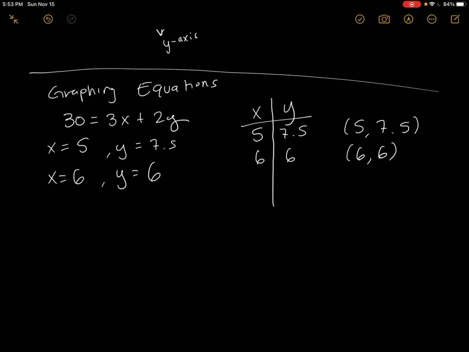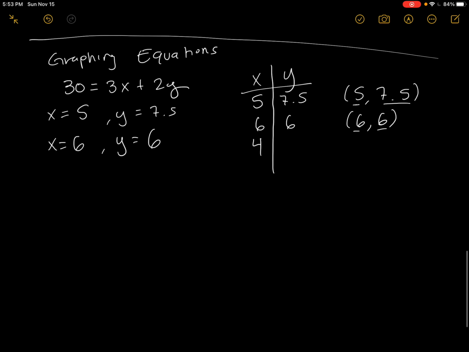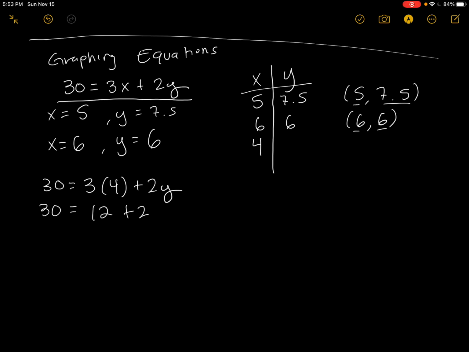For the x value of 5, the y value is 7.5. For the x value of 6, the y value is 6. And you can plug in whatever numbers you want. So let's try it if x equals 4. Okay, so if x equals 4, I'm just going to plug it into my original equation. Right, so if x is 4, y is 9.